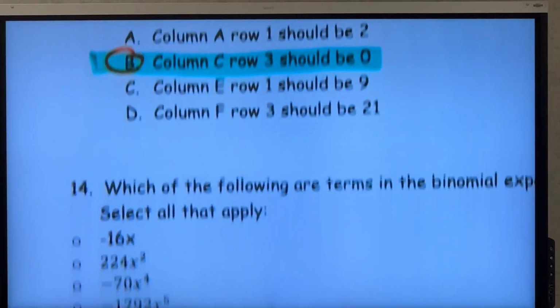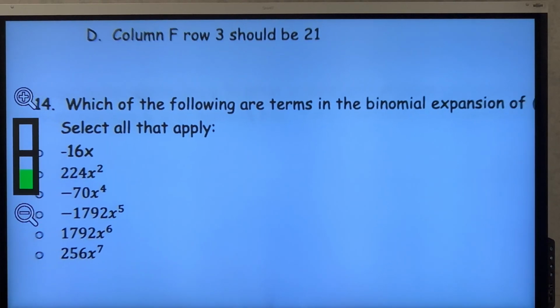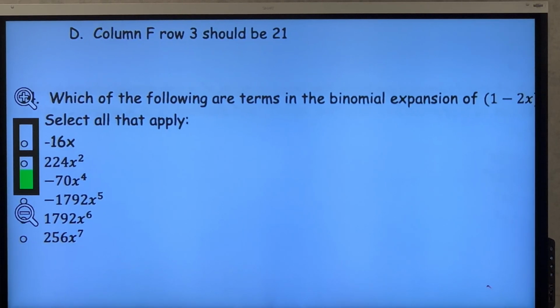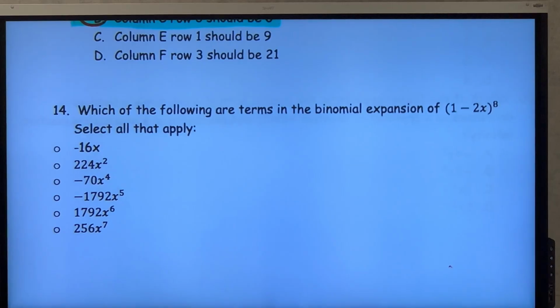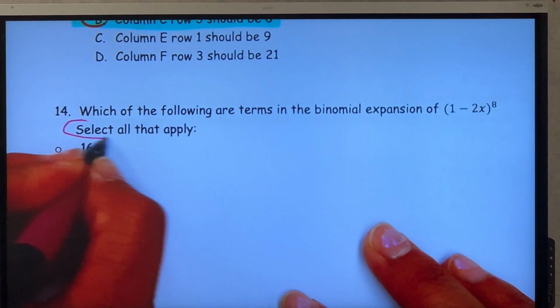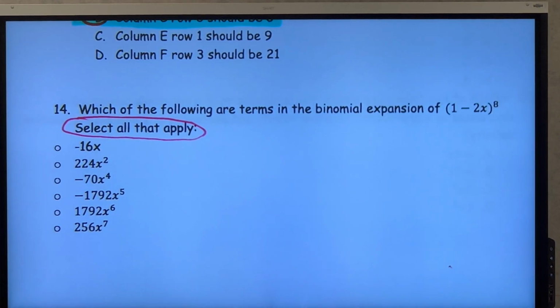All right. Number 14, which of the following are terms in the binomial expansion of 1 minus 2x to the 8th power? Select all that apply. Anytime you guys see these words, more than one option is correct. That doesn't mean select them all. That will get you 0 points if you do that. So don't do that. It will never be all of the options.